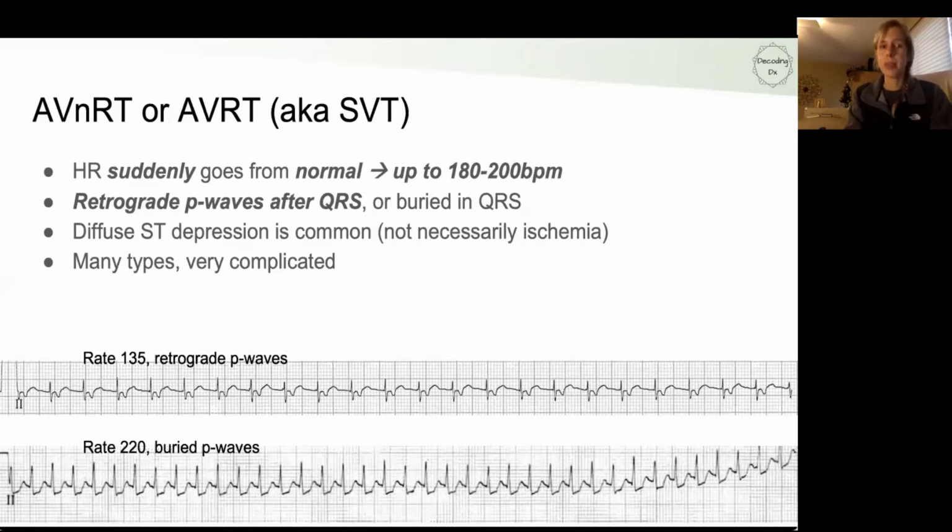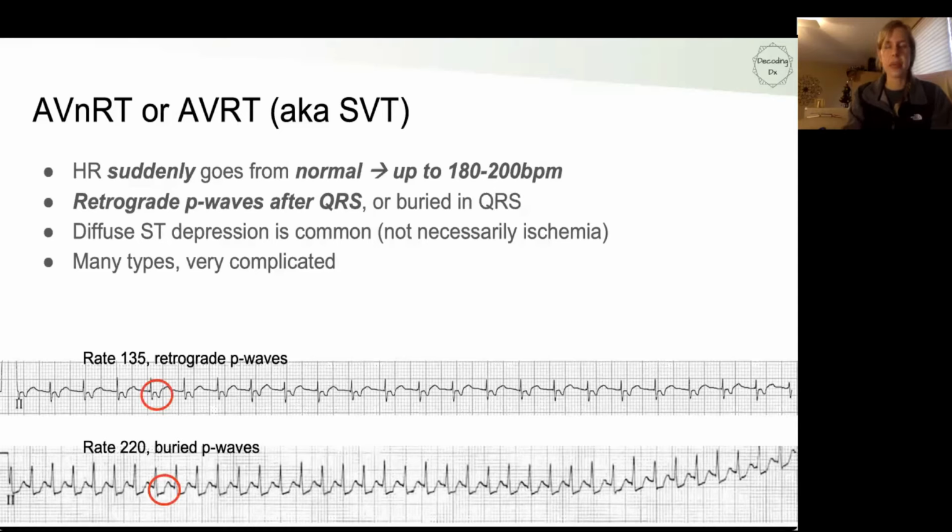You'll sometimes see some diffuse ST depression in this situation, but it doesn't necessarily mean ischemia. And this is a very complicated type of arrhythmia. There are many different types, many different causes. If you're interested, go ahead and do your own research into this. It's very interesting, but way out of our scope to go too deep into it.